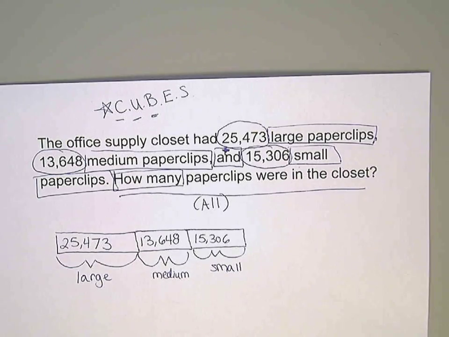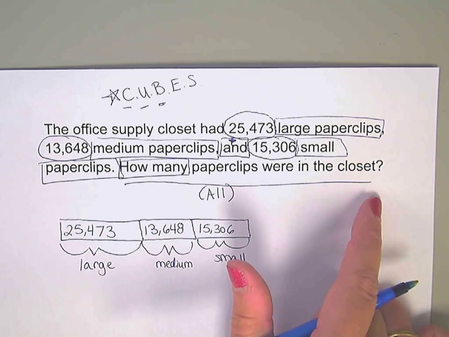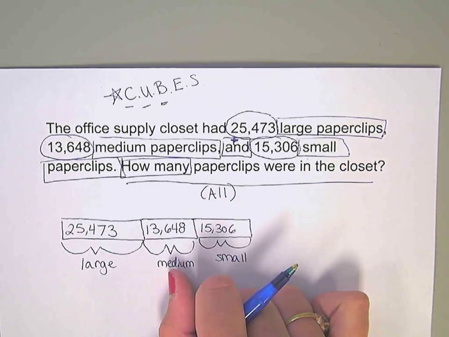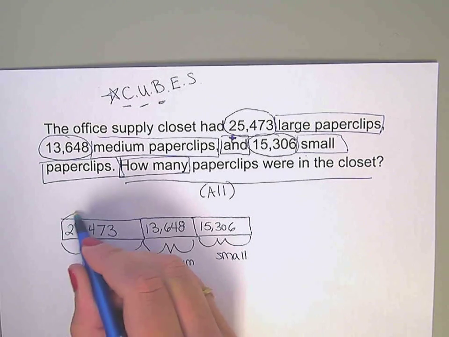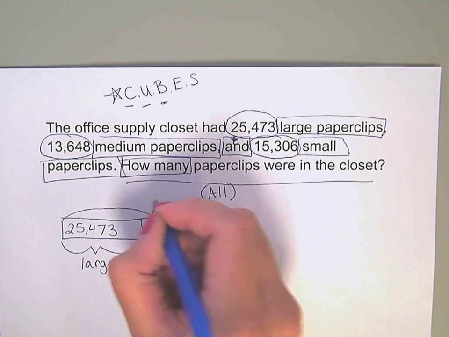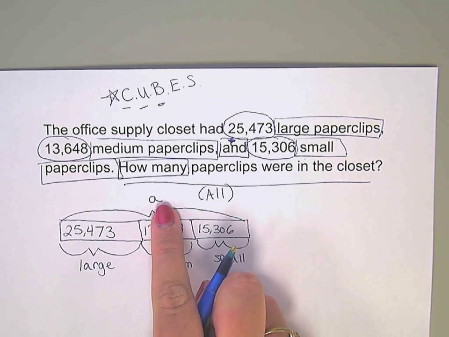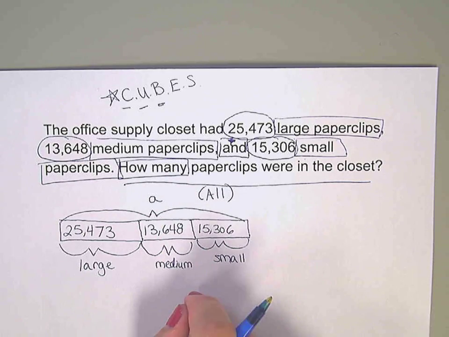Well, that makes sense. Our question, back it up, said how many paper clips were in the closet. We don't know. That's what we have to figure out. So I'm going to make a bracket that represents the whole thing. And I'm going to put A. A stands for answer. That's what I want to figure out. So now I have my tape diagram.